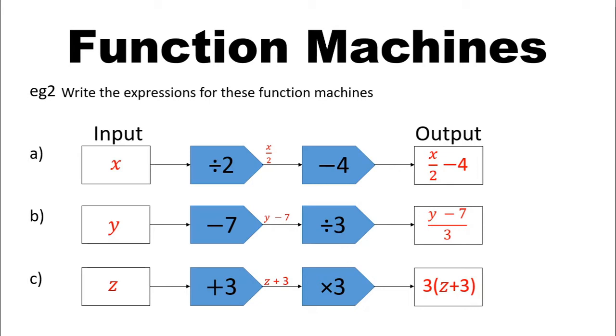To expand these brackets, I'm multiplying the 3 by all of the terms inside the bracket. So 3 times z is 3z, and 3 times 3 is 9. So 3z plus 9. Both of these are equivalent expressions, but the second one is simplified.